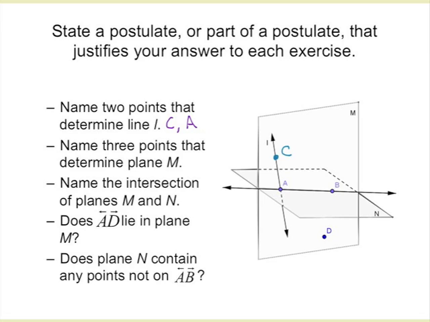Now, we have to say, how do I know that 2 points make one line and no other lines? So then we look at our postulates for one that talks about 2 points making up one line, and that is postulate 6. Postulate 6 says that when you have 2 points, there's exactly one way to get a line out of that.